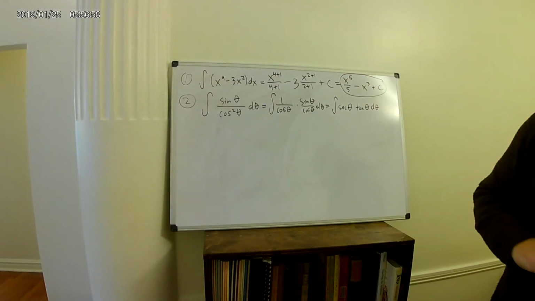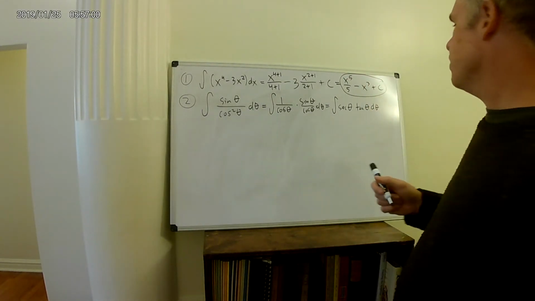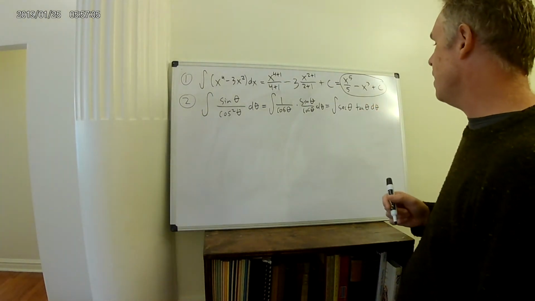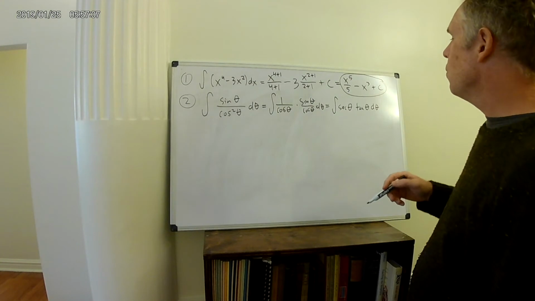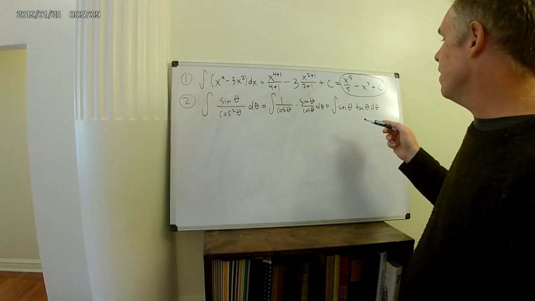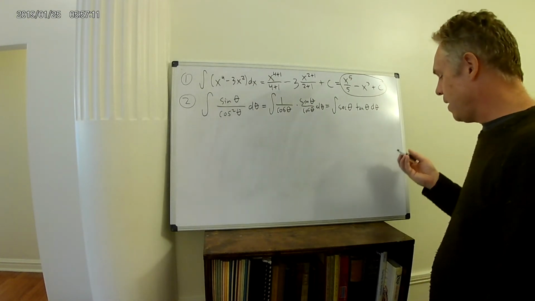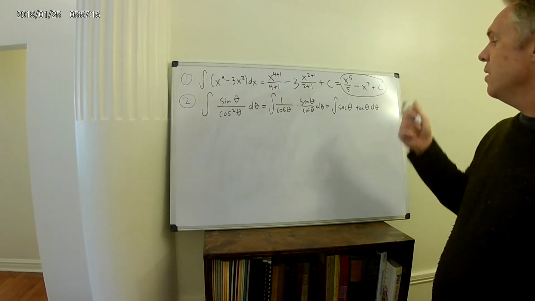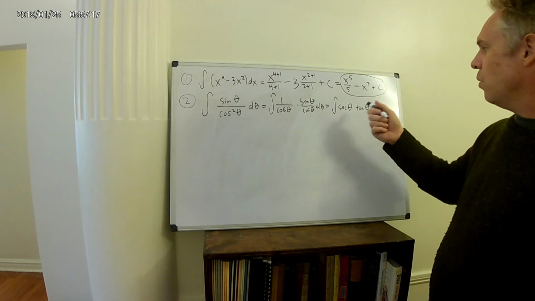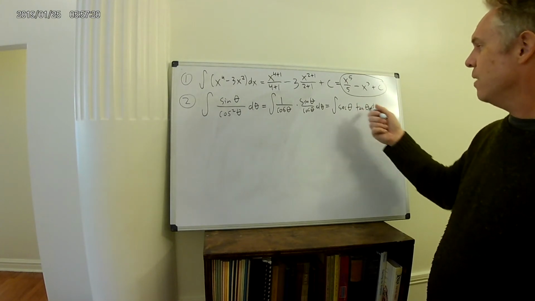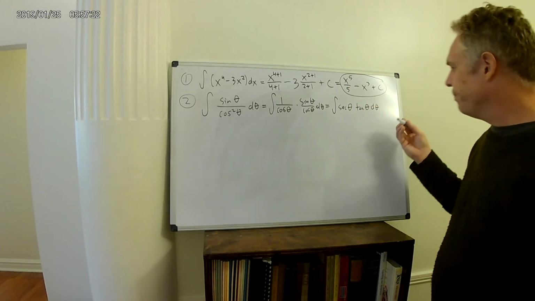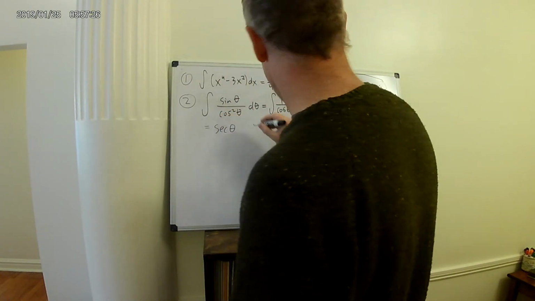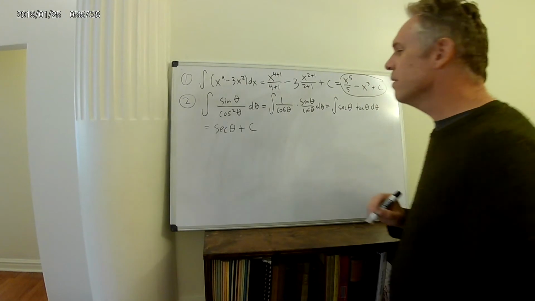Okay, and now can you guess a function, the antiderivative of secant theta tan theta? In other words, can you guess a function such that when you take the derivative of it, you get secant theta tan theta? Well, the answer is, if you remember, the derivative of secant theta is secant theta tan theta. And so the antiderivative of secant theta tan theta is just secant theta. So the answer to this is secant theta plus c, okay?